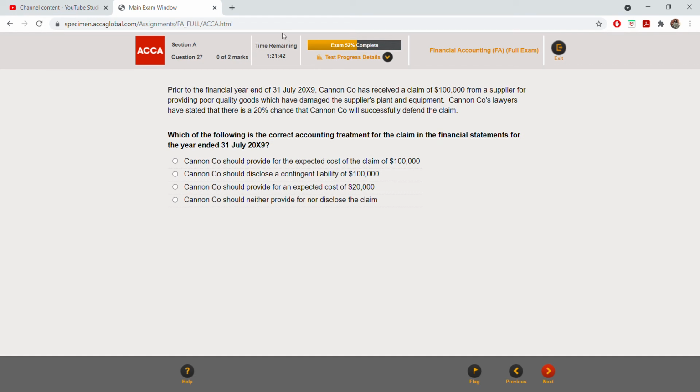Prior to the financial year end of 31st July 2009, Canon had received a claim of 100,000 from a supplier for providing poor quality goods which damaged the supplier's plant equipment. Canon's lawyers have stated there is a 20% chance that Canon will successfully defend the claim. Which of the following is the correct accounting treatment for the claim in the financial statements for the year end 31st June 2009? So 31st July 2009. Okay. You have to know what is this nature.